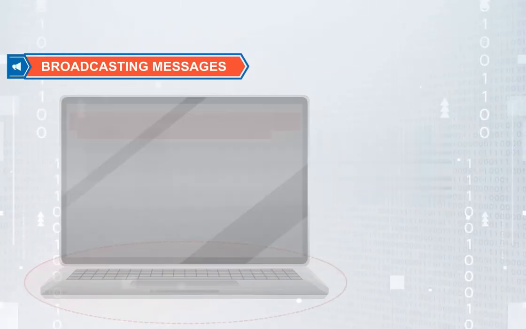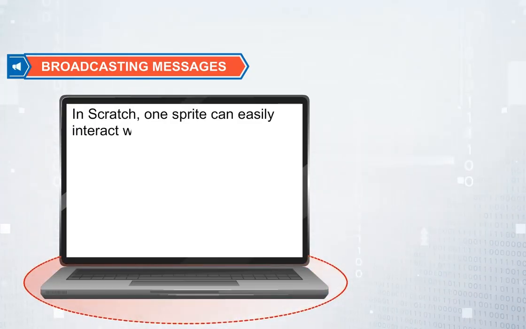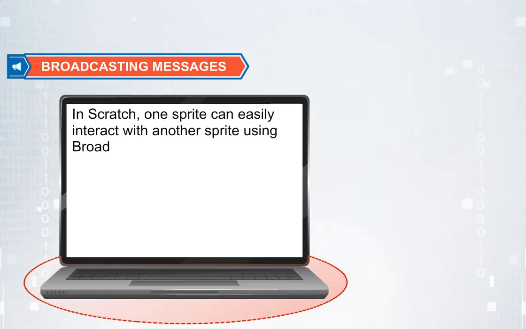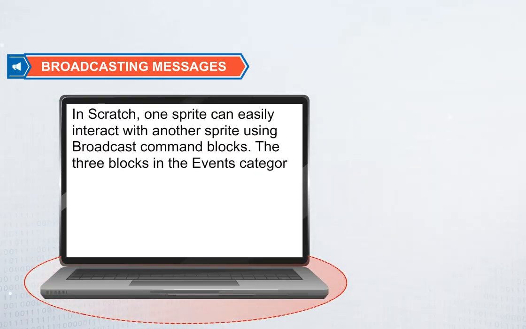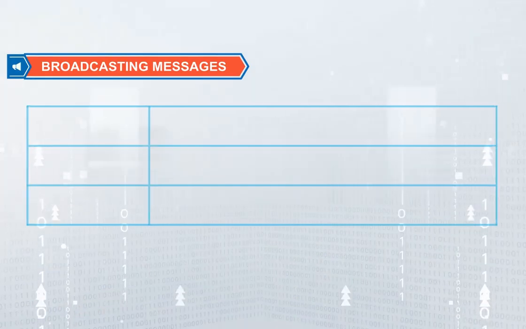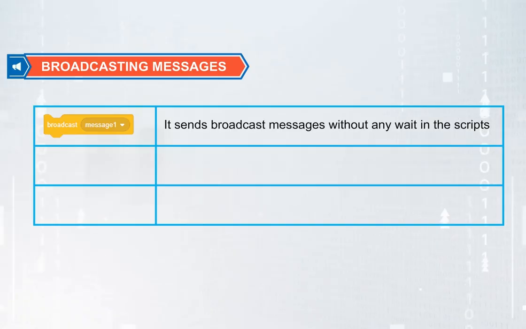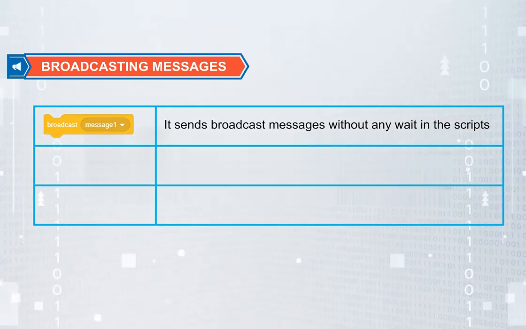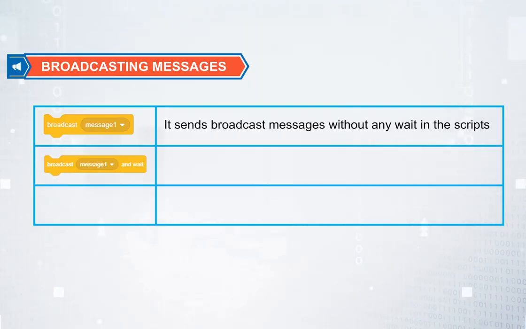Broadcasting messages. In Scratch, one sprite can easily interact with another sprite using broadcast command blocks. The three blocks in the events category are used to create a dialogue between sprites. These blocks are: Broadcast message 1. It sends broadcast messages without any wait in the scripts. Broadcast message 1 and wait.